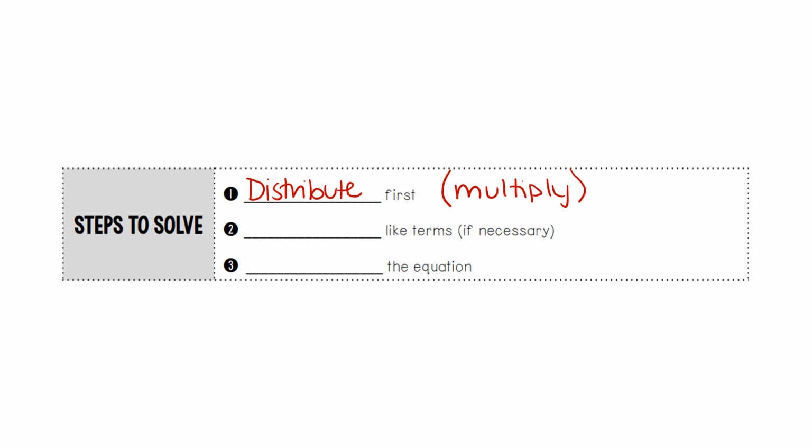Our second step is going to be to combine the like terms if necessary. When you are combining, it means you're going to add your positive and negative numbers together. And your final step is to solve the equation. This is where you draw your line down the equal sign and we do the opposite operations.